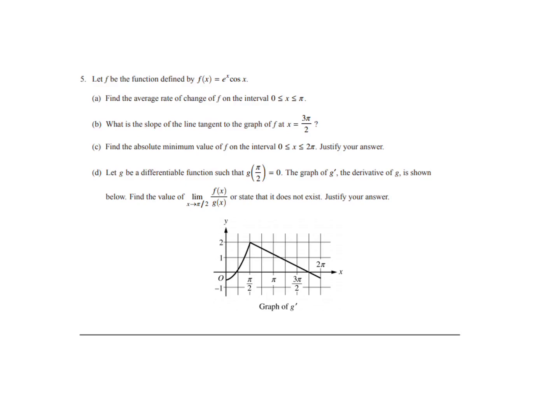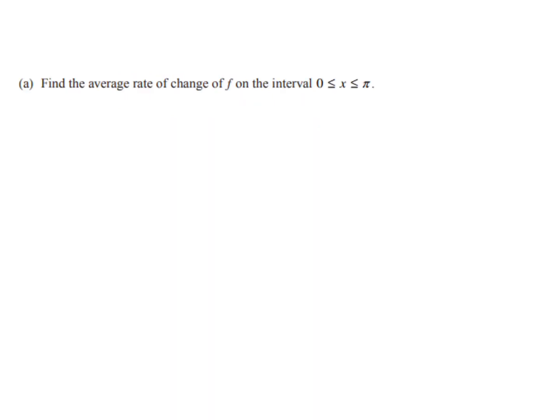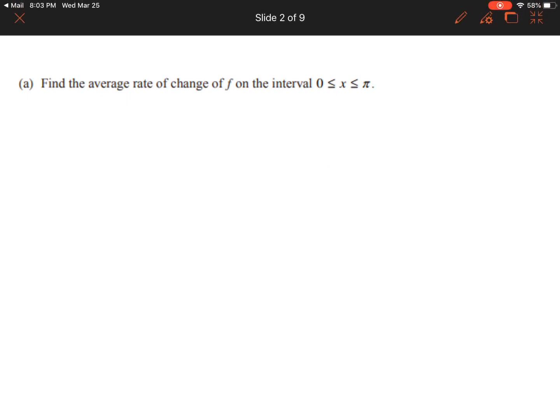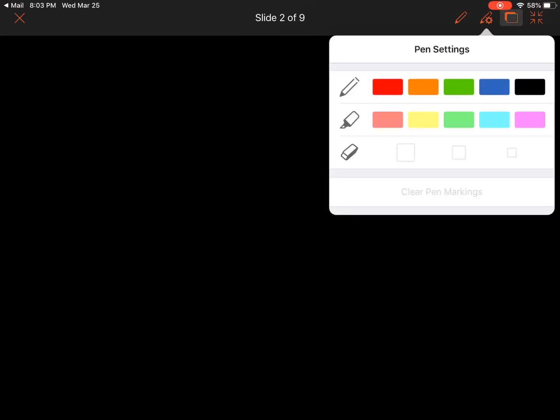So the function is f of x is equal to e to the x cosine of x. I had this PowerPoint with the free response question split by parts, so we just need to note that. Alright, so our first part of the FRQ is find the average rate of change of f on the interval 0 is less than or equal to x is less than or equal to pi. So let me switch over to this other screen.